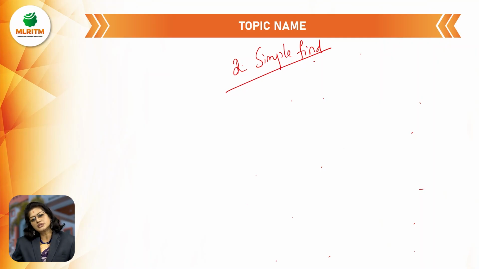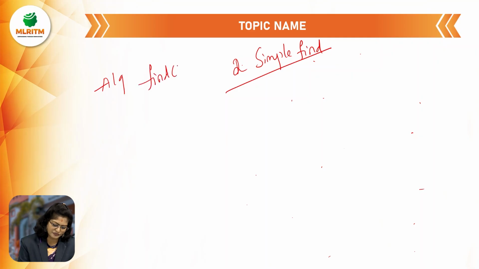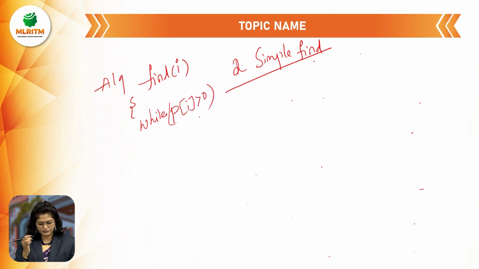So we need to return the root element. So we need to return from the down part toward the upside part. The parent node key you need to return. So from where you will start, how you need to find out, all that will be the same in the algorithmic steps. Algorithmic steps where the algorithm is going to find out find of i. So you are going to find out. So that's why we need to keep the find and open the braces while P of i is greater than 0. If P of i is greater than 0, i equals P of i. Close the braces, return i.